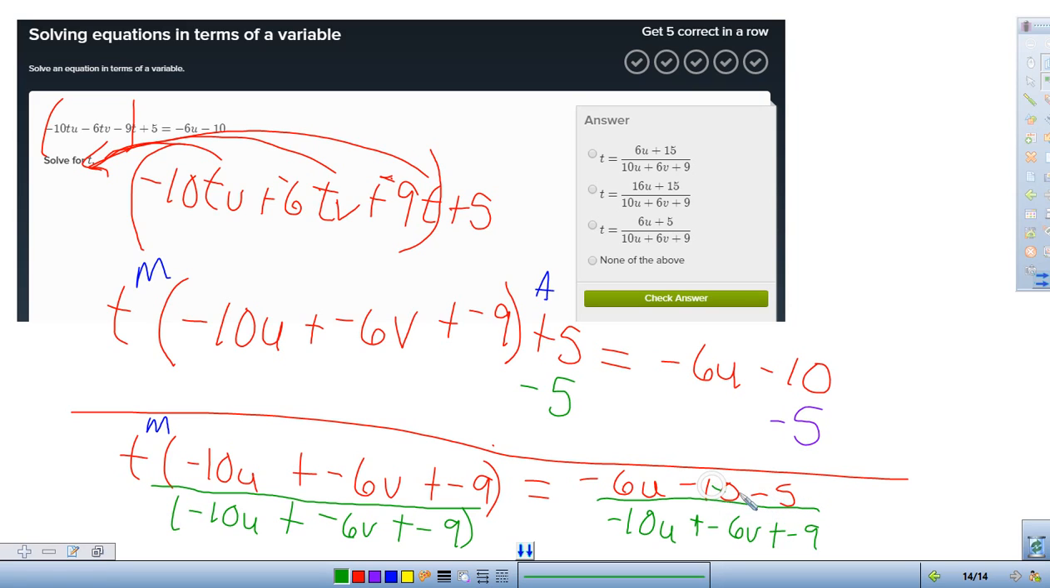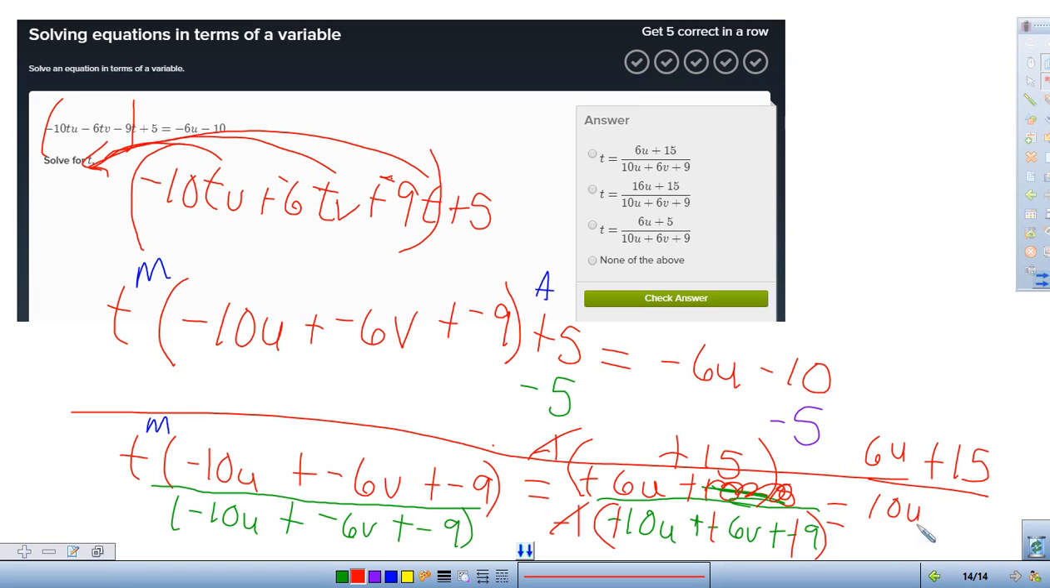Ooh, when I simplified, see this? Negative 10 minus 5, that should have been minus 15, right? Negative 10 minus 5. So negative 6u minus 15 over negative 10u plus negative 6v plus negative 9. So something interesting, I don't see any negative signs, and that kind of tips me off, hey? If I've got all negatives up here, why can't I factor out a negative 1? And also all negatives down here, I factor out a negative 1. And so I can cancel those, and all of this will turn positive, right? So now I have 6u plus 15 over 10u plus 6v plus 9.